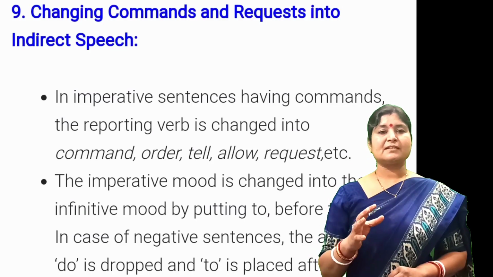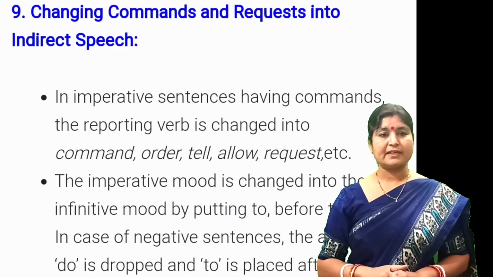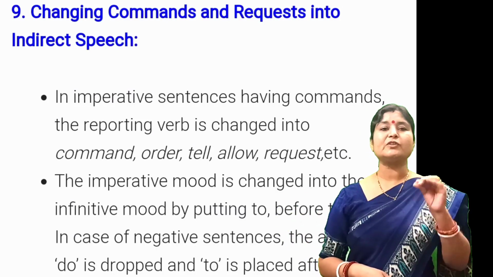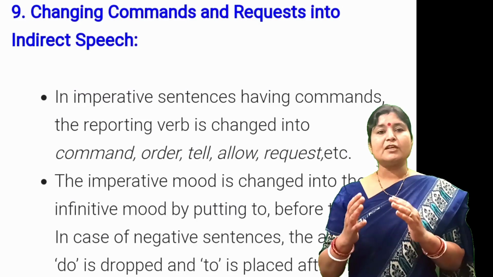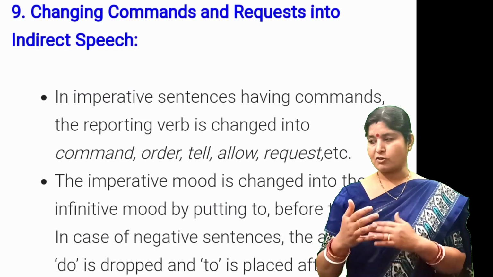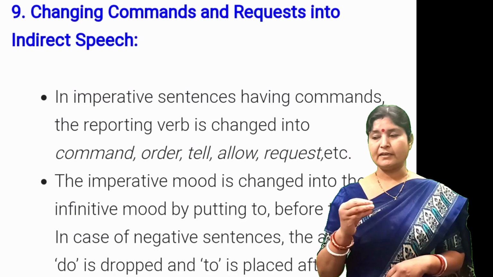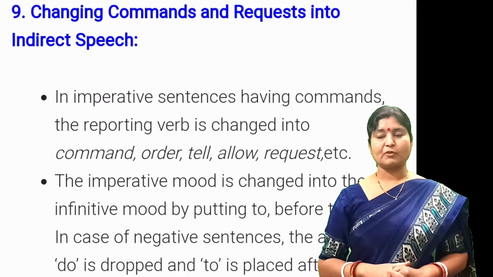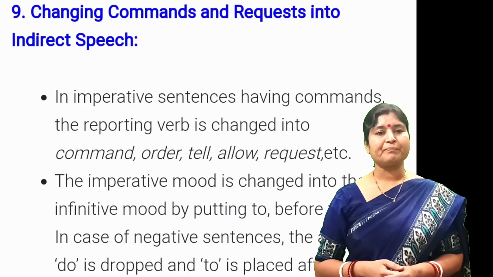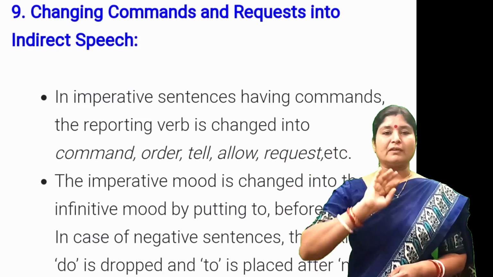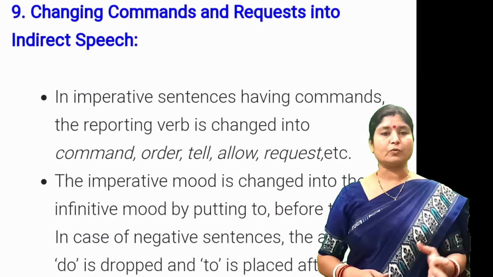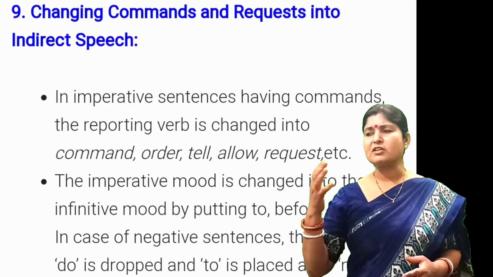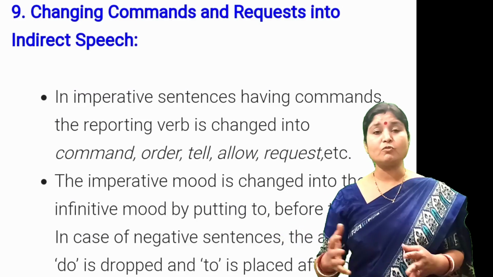In the case of negative sentences, the auxiliary is dropped and "to" is placed after "not". So we can take one example. He said to me, "Open the window." So he ordered me to open the window.